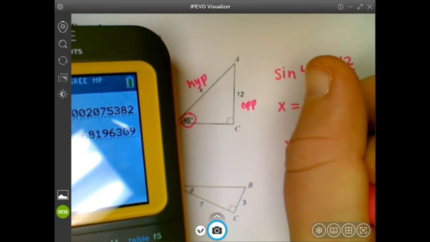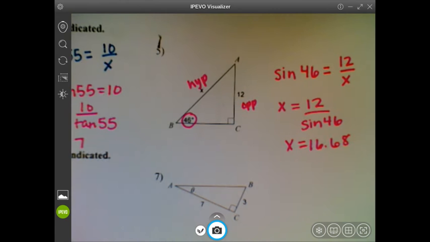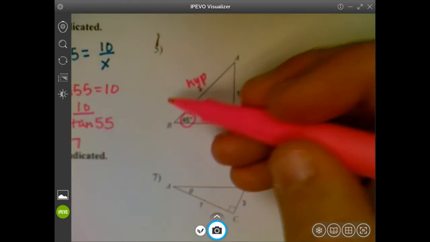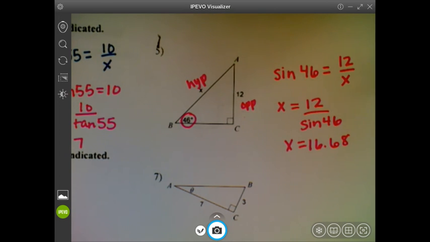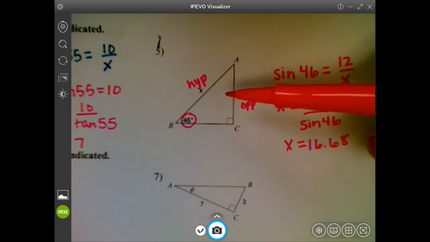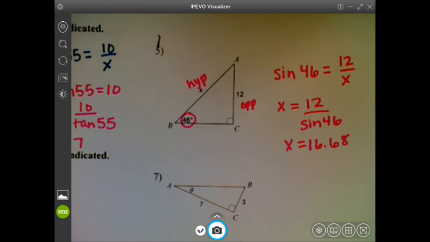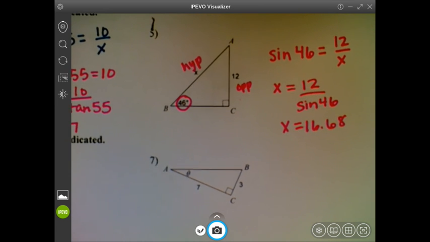16.68. It doesn't round. It just rounds to itself. 16.68 is that missing side. By the way, it does make sense that your hypotenuse, the one we found, is longer than your opposite side, right? If I got a number here that was like 9 or 10, I'd be like, wait, that doesn't make any sense that my hypotenuse is shorter. So if you didn't get this number, probably you're in the wrong mode. So you're going to have to figure out how to change that for whatever calculator you are using.